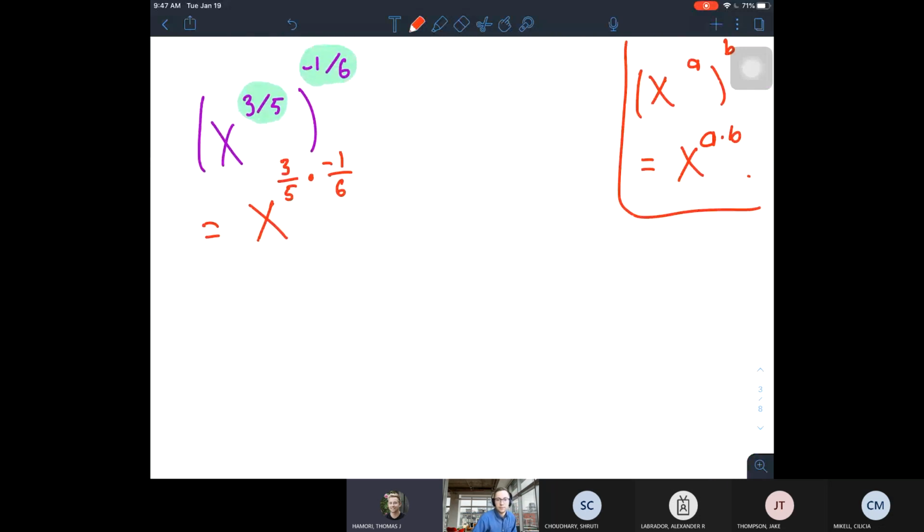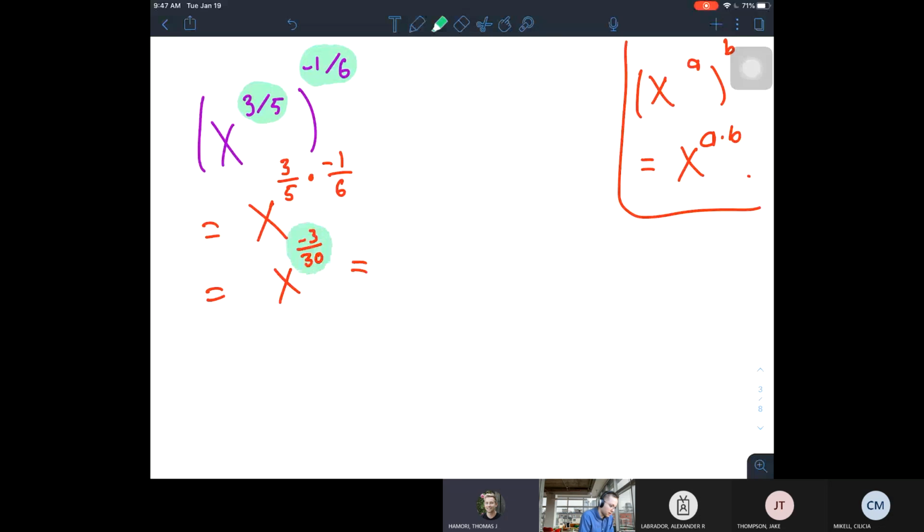Okay, with me so far? If we multiply fractions, we just multiply straight across. So 3 times negative 1 is negative 3, and 5 times 6 is 30. Now, this fraction here can be simplified. 3 goes into negative 3 negative 1 times, and it goes into 30 10 times. So that's how I got negative 1 tenth. Still good?